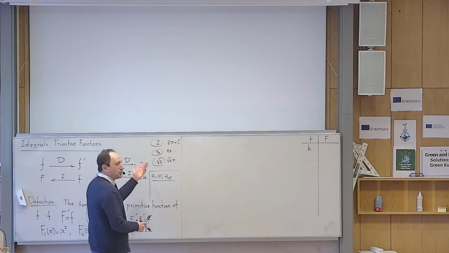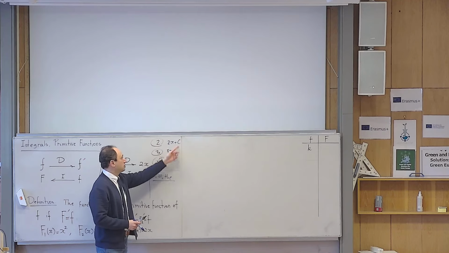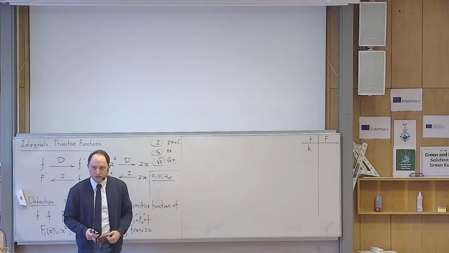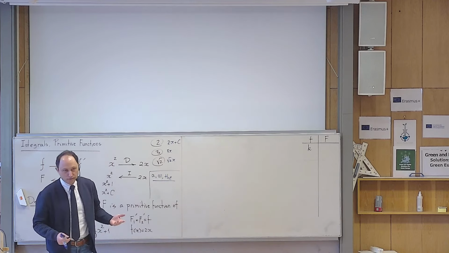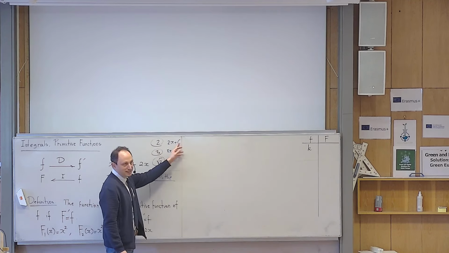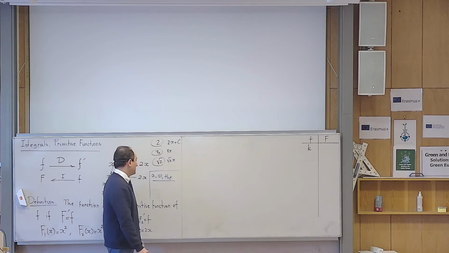Okay, so which choice is the suitable, the best one here? You can choose 1, you can choose 0, you can choose 10, you can choose the square root of 5, whatever. But which one is the best one? Probably 0. So if they say a primitive function, don't write c, it means that you chose c to be 0. Okay? If they say all primitive functions, you have to show respect to this article "all," or this adverb also, that you have to write this constant c.